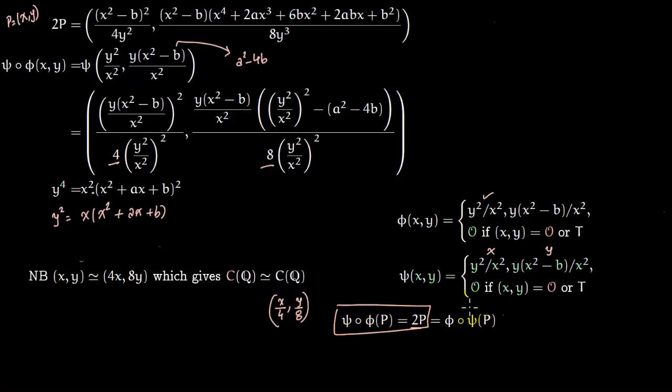Similarly, you can do the same computation by first using psi instead of phi, and you will still get 2P. You can see this because these formulas are kind of symmetric to each other. So the same thing you can do here, and you will still get 2P.